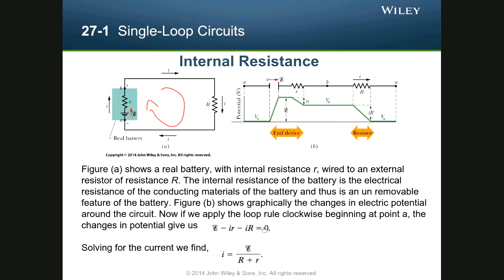Figure B here is a pictorial representation of us going from that point A in the battery. You notice we go up from the EMF, we go down from the internal resistance, and we go back down to the same potential, so we get back to the same point. All right?